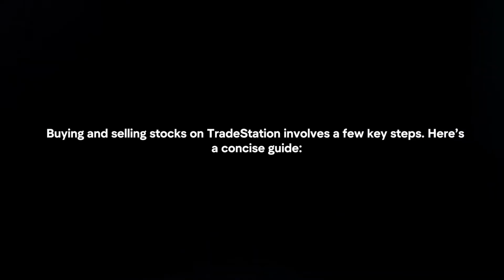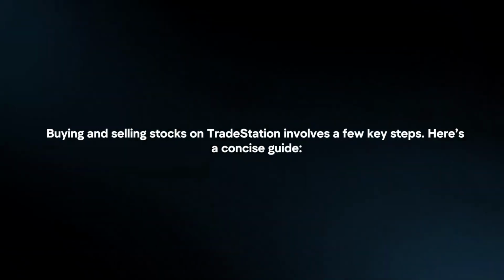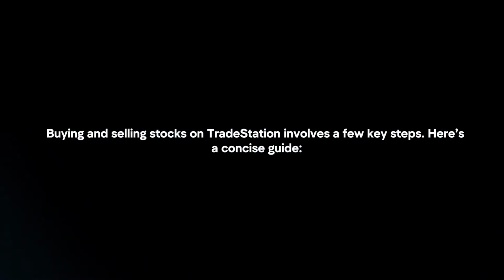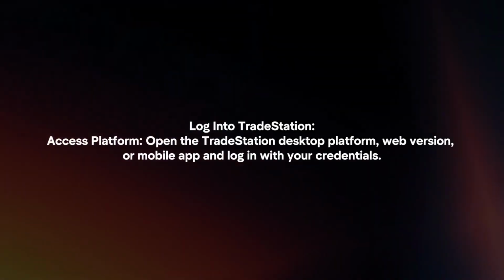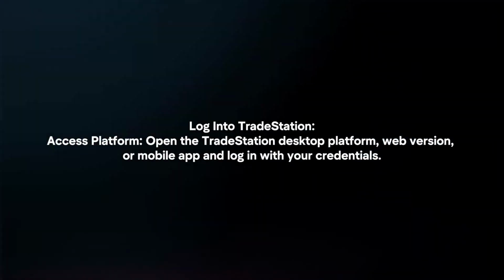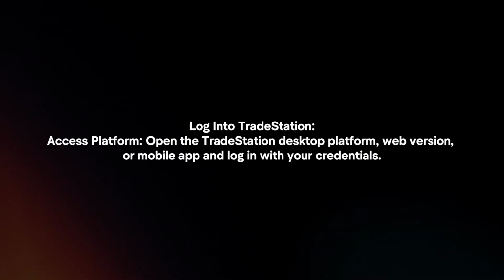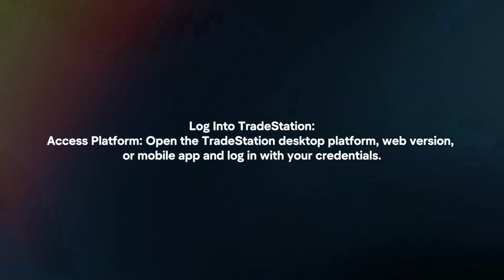Buying and selling stocks on TradeStation involves a few key steps. Here's a concise guide. Log into TradeStation. Access platform. Open the TradeStation desktop platform, web version or mobile app and log in with your credentials.